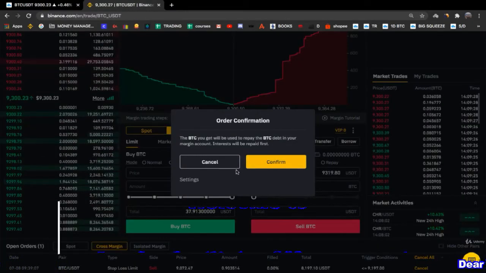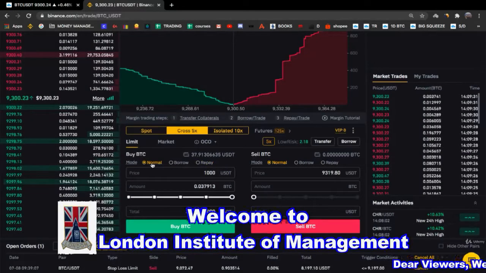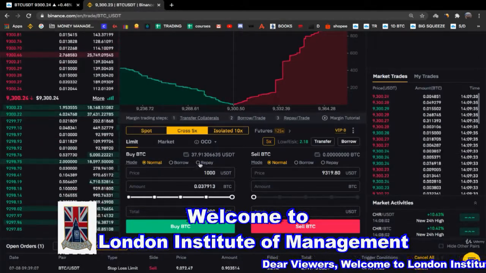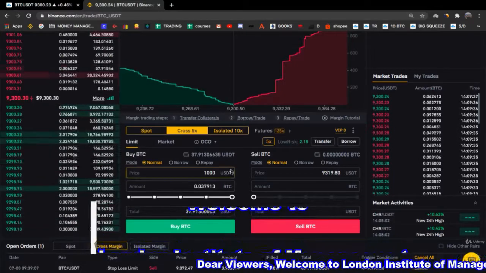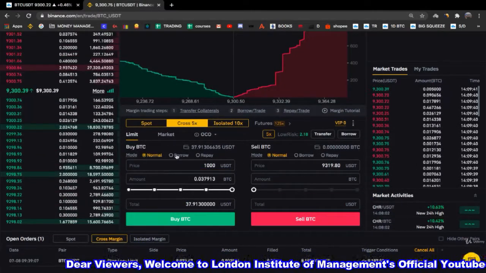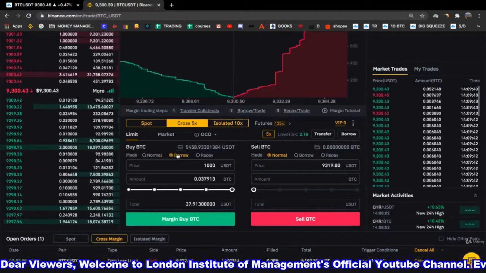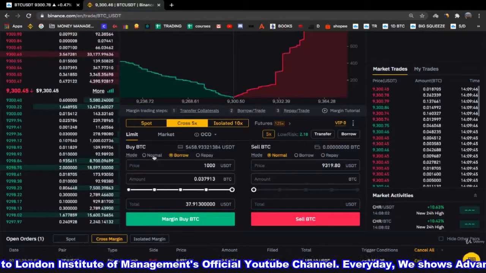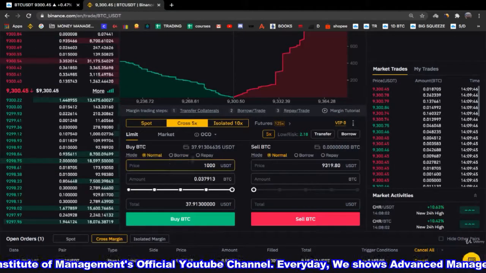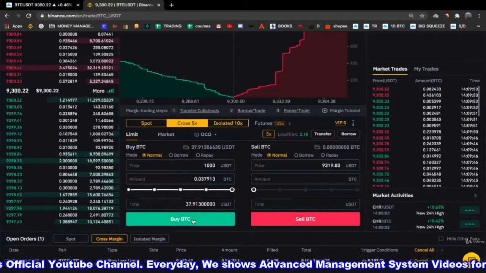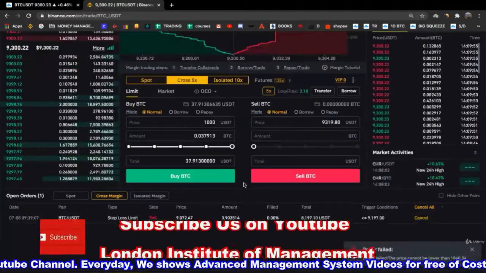Basically, we have to go to the normal mode. The mode is important here, because we were just in the repay mode. You have to be careful mostly with the borrow mode, because sometimes you can be in the borrow mode and buy more than you like, right? So you have to be aware in what mode you are. Now we will set this limit order.